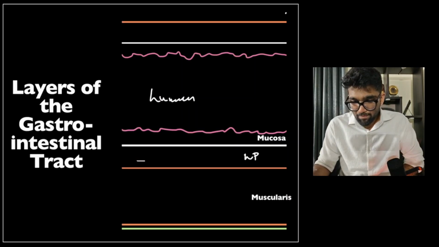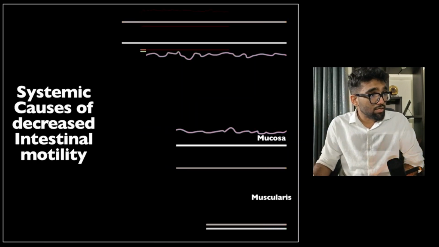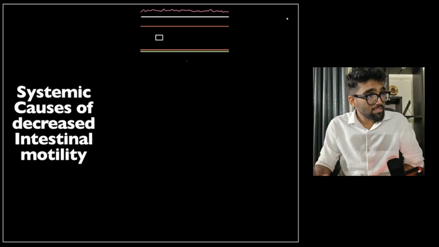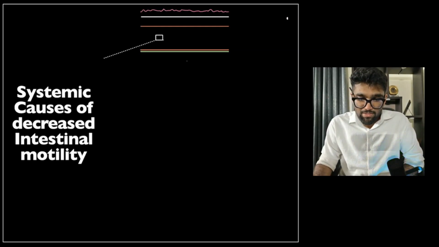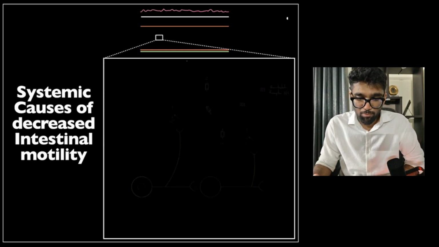Okay. What I'm going to do is take a section of the lamina propria and the muscularis, and enlarge it in the next slide. So in this slide, as you can see, I'm going to enlarge it. Now, in this slide, I'll show you the different parts of the muscularis propria and see what's happening.